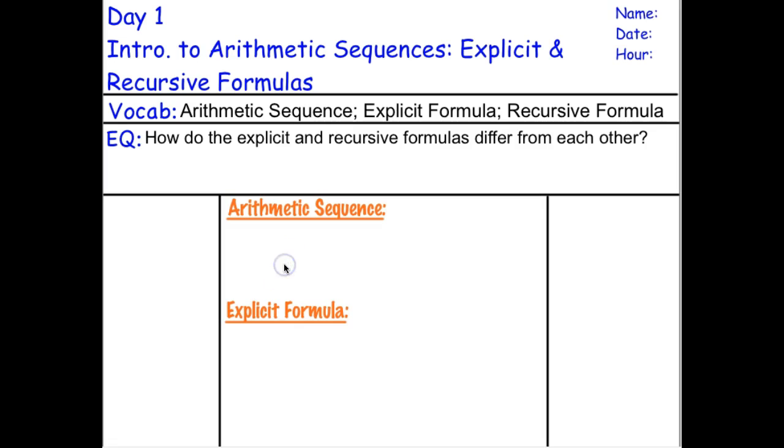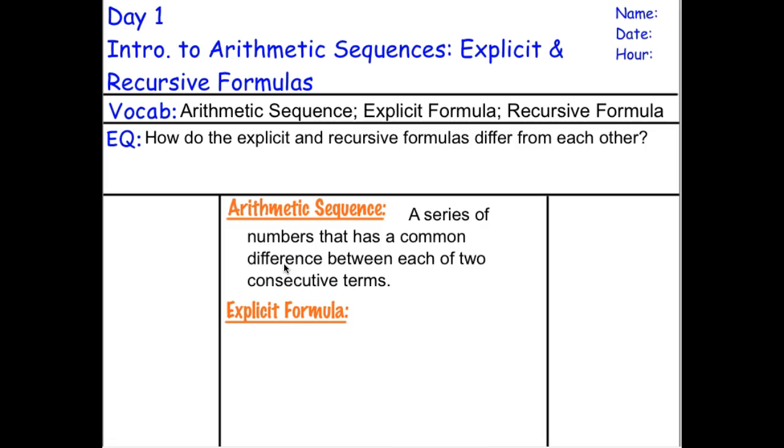So arithmetic sequence states this: a series of numbers that has a common difference between each of 2 consecutive terms. The key there is common difference. Remember, difference means subtract, so either adding or subtracting to get from one term to the next, not multiplying or dividing.